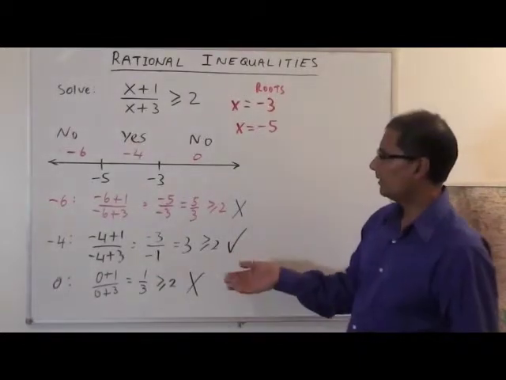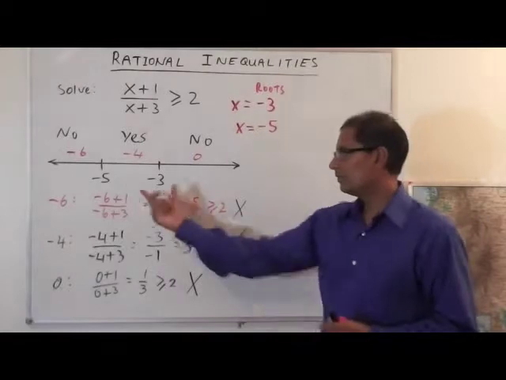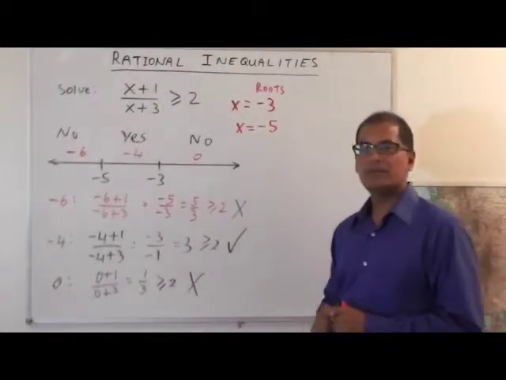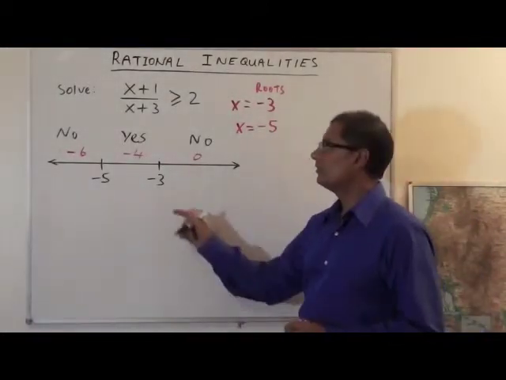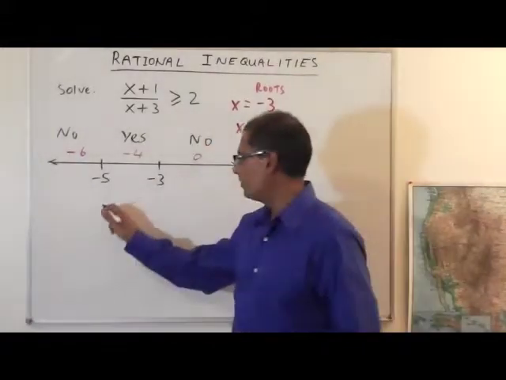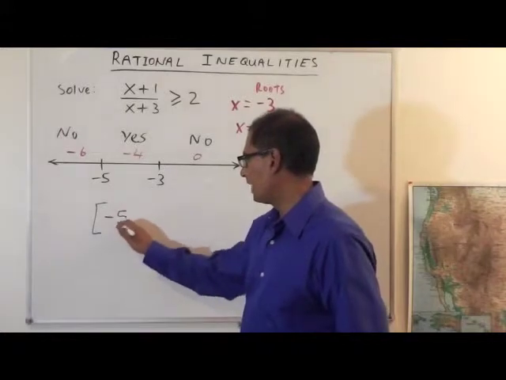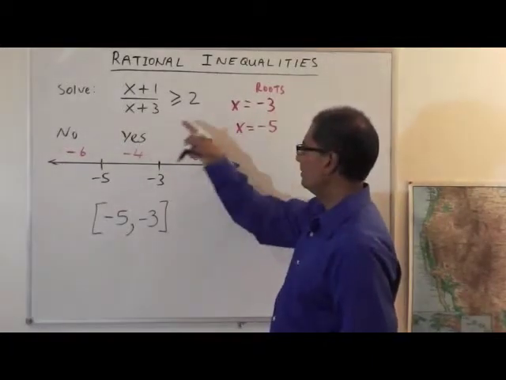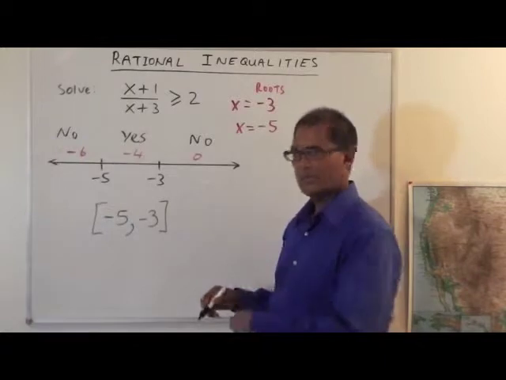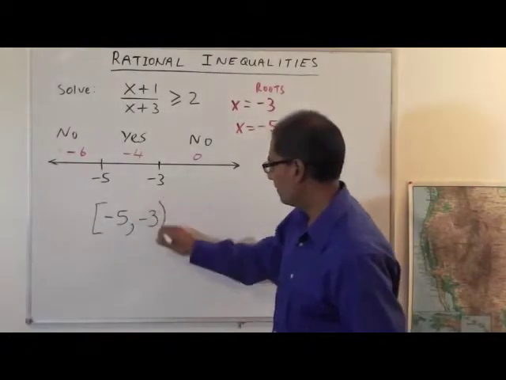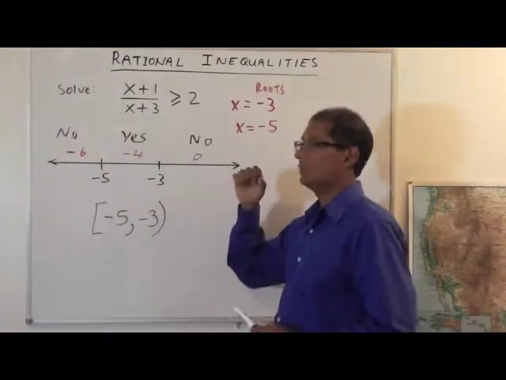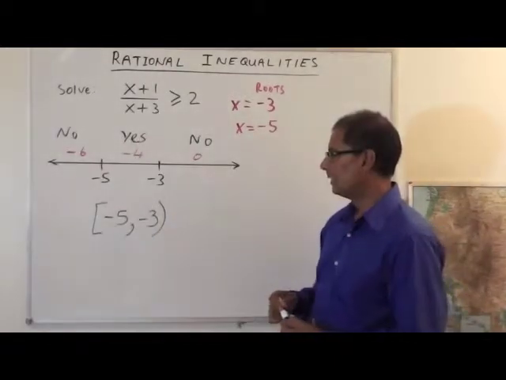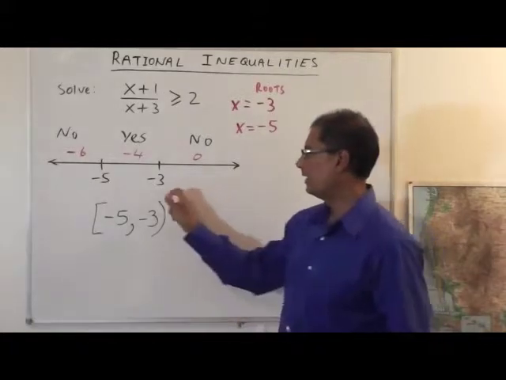So we've checked all three, and the only solutions occur between negative 5 and negative 3. So how do we write that? Well, since this is an inequality and not a strict inequality, we can use brackets from negative 5 to negative 3. Hold on, there's a problem here. Negative 3 makes the denominator 0, so the solution can't include negative 3. So we can't have a bracket here. We have to have a parenthesis, even though it's an inequality. So be careful in a rational inequality. What makes the denominator 0 can't be in your answer. So my solution is between negative 5 and negative 3.